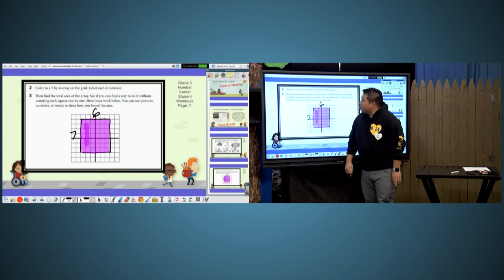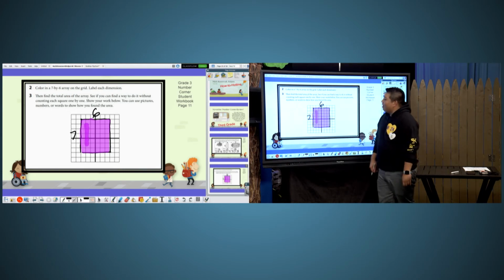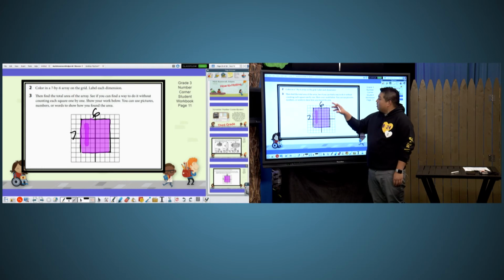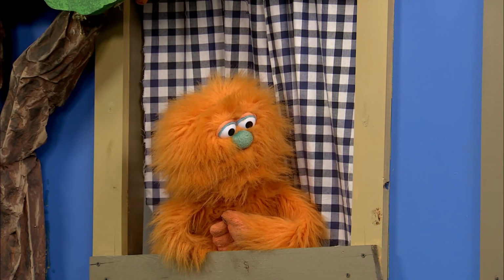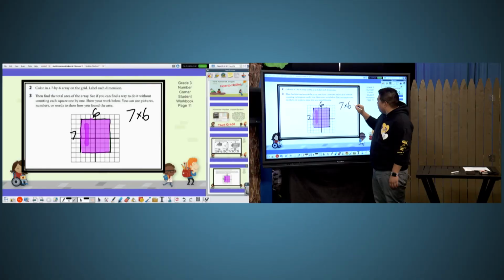Then find the total area of the array. I was afraid they were going to ask for that. Area. Show your work below. You could use pictures and numbers. Okay, so we have 7 by 6. Do you remember how to write the multiplication problem for that? Well, I guess you could just say 7 times 6, right? 7 times 6. There we go.